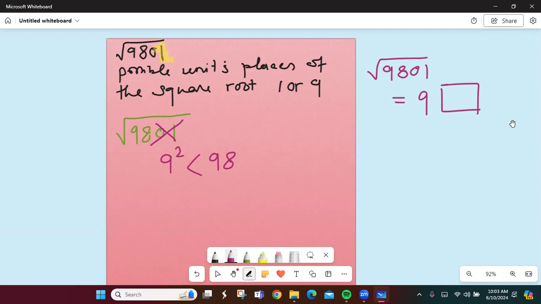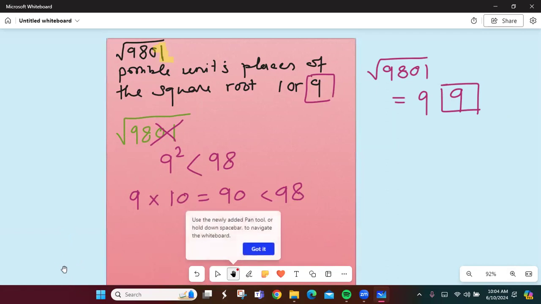Now how to select the proper units place? For that, take this 9 and multiply it by the next integer. 9 into 10 is 90. Now 90 is less than 98. Since here I'm getting the less than sign, I will select the greater of the 2 digits. That means the units place should be 9. And hence the square root of 9,801 is 99.